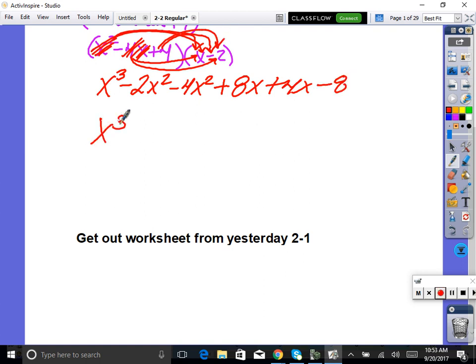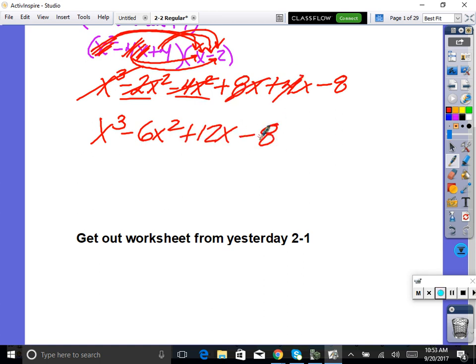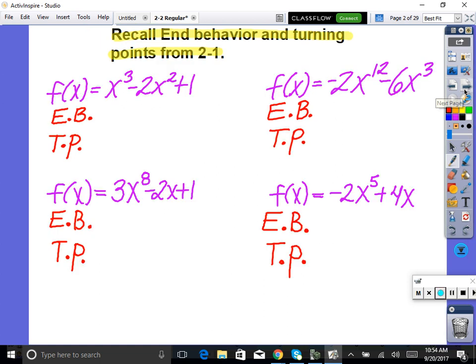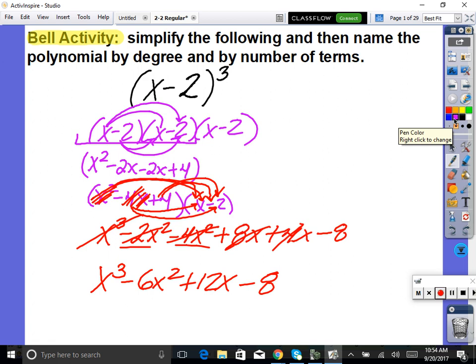x cubed, any other x cubed? Nope. Negative 2x squared minus 4x squared is negative 6x squared. 8x plus 4x is plus 12x. Minus 8. And done. Any questions? Very good. So we would name this, good point, a cubic polynomial of 4 terms, right, everybody?